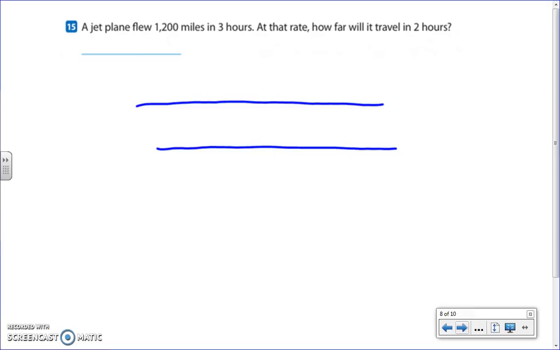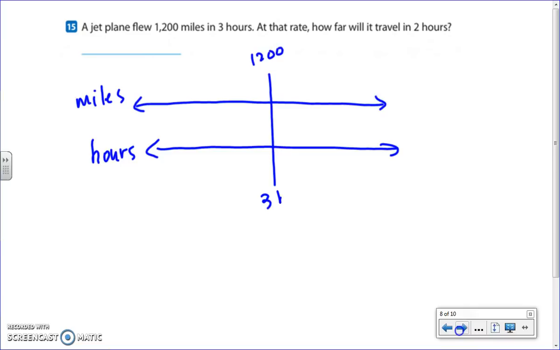and we'll make time on the bottom and we'll do the miles on the top. And it looks to me like right now we have 1,200 miles for 3 hours. Okay, so let's do 2 and 1 represents the unit rate. I can divide 1,200 by 3 and 3 by 3 to get the unit rate. In this case, that would be 400 miles in 1 hour.